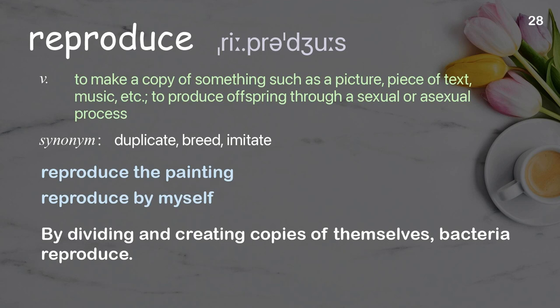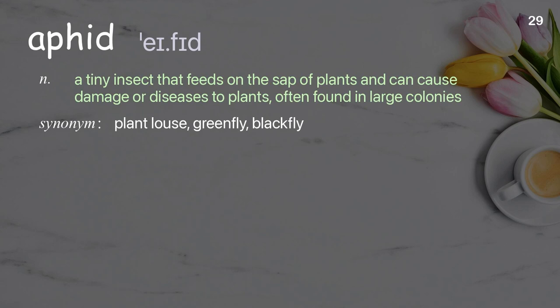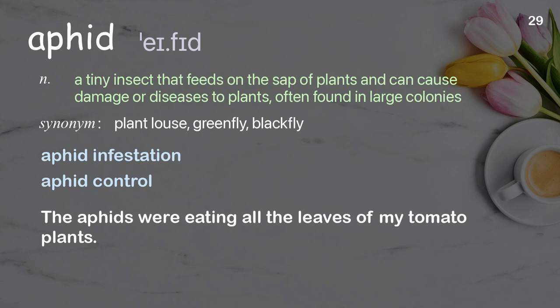Aphid. A tiny insect that feeds on the sap of plants and can cause damage or diseases to plants, often found in large colonies. Examples: aphid infestation, aphid control. The aphids were eating all the leaves of my tomato plants.